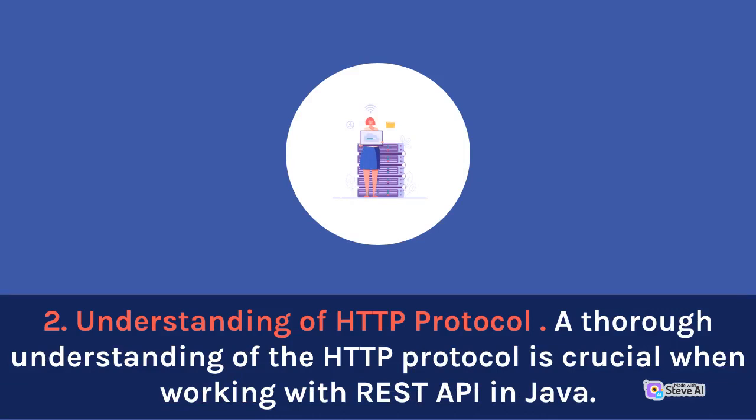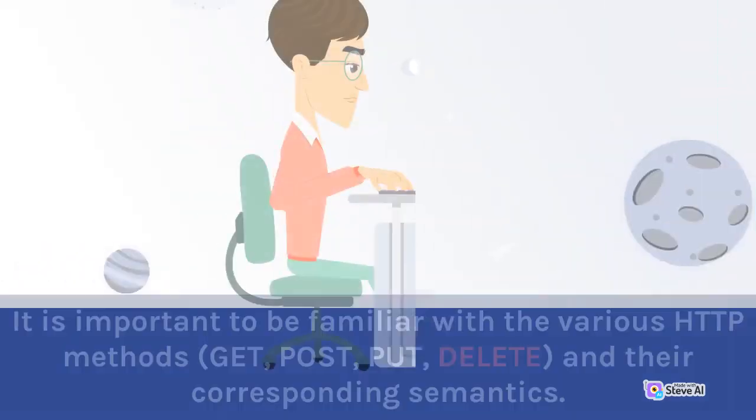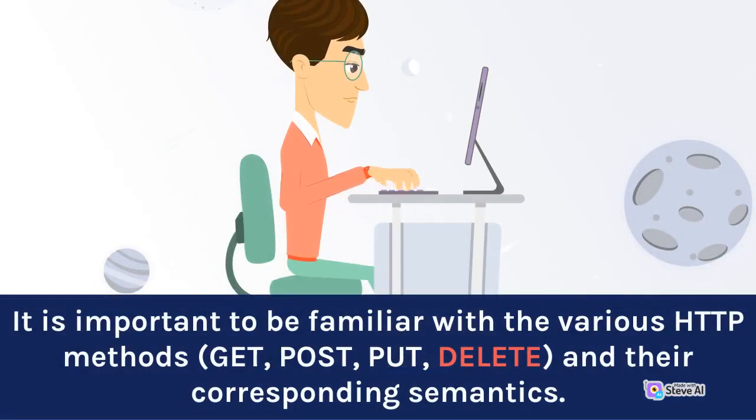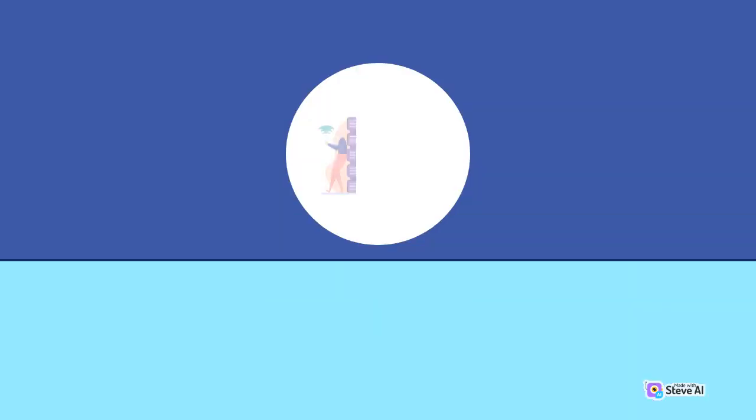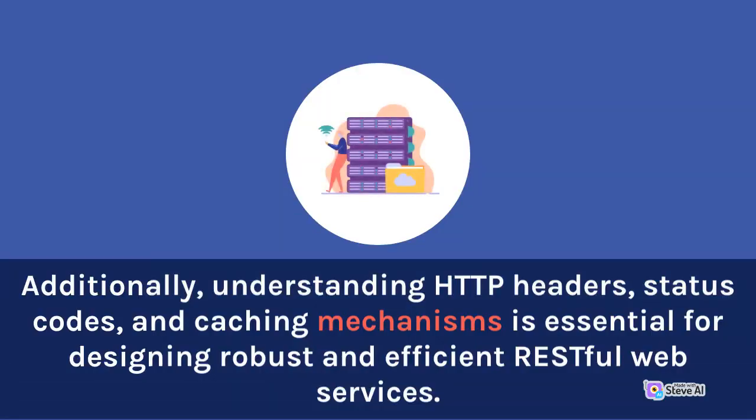2. Understanding of HTTP protocol. A thorough understanding of the HTTP protocol is crucial when working with REST API in Java. It is important to be familiar with the various HTTP methods, GET, POST, PUT, DELETE, and their corresponding semantics. Additionally, understanding HTTP headers, status codes, and caching mechanisms is essential for designing robust and efficient RESTful web services.